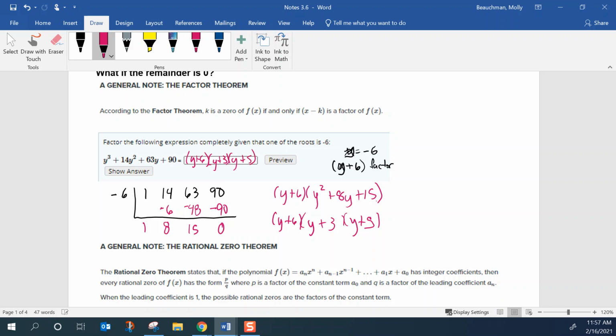So we can factor a polynomial if we know one of the factors. We can divide it out and then factor it the rest of the way using techniques that we learned in the quadratic chapter. All right, so that's the factor theorem.